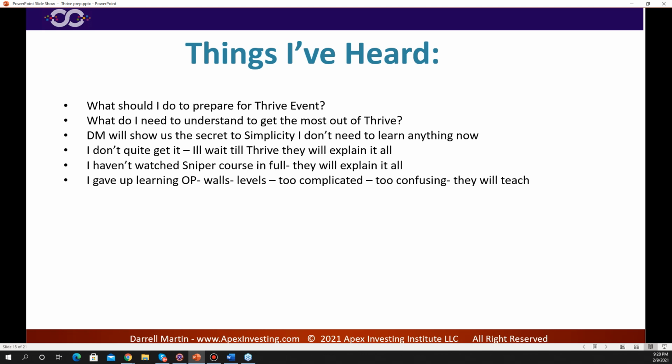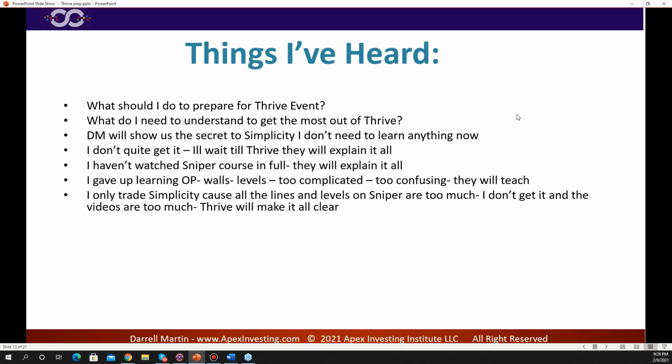I just gave up because it was just too much. OP, walls, levels, complicated, confusing. I can't, all those lines on the chart, I'm sure they'll teach it there. And they'll teach it in Thrive, an easier way to understand it than they teach it in the training course. First of all, no, there's no easier way than how we teach it in the course. And then I went back and did the simplifying videos. We're not teaching it in Thrive. It's not there. And I've heard this one so many times.